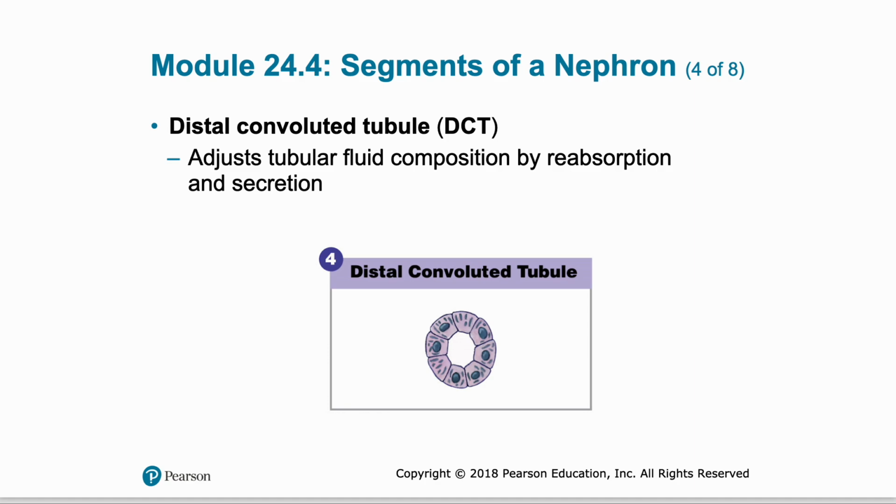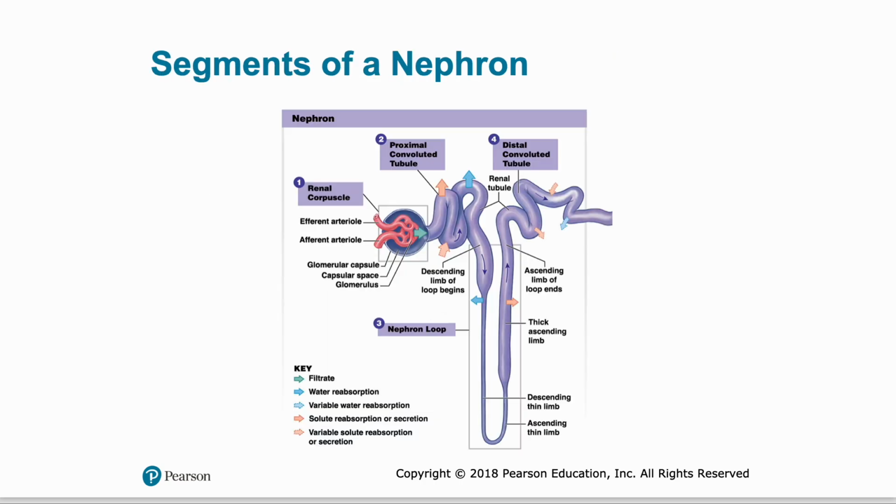Which brings us to the further away part of the nephron, or the distal convoluted tubule, which means it's going to have some twists and turns in it, also known as the DCT. The DCT is also going to have simple cuboidal cells, and we are going to see that its main role is going to be adjusting the tubular fluid or the filtrate that's about to become urine by reabsorption and secretion of a number of solutes and potentially water. So there's a lot of different things that can happen in the DCT to make the urine the way that we want it based on current conditions in our bodies.